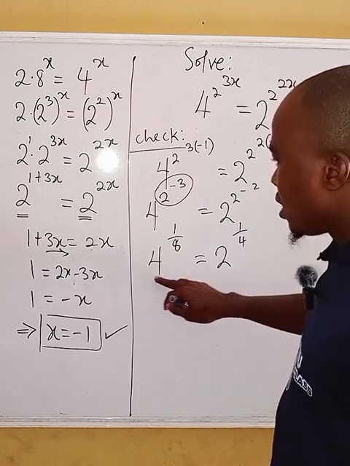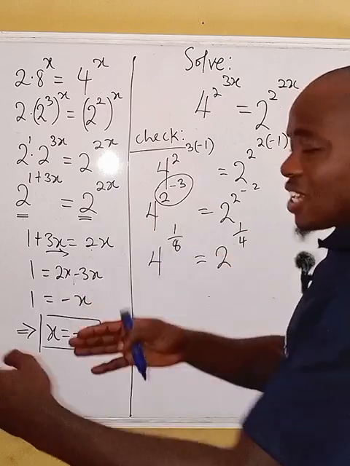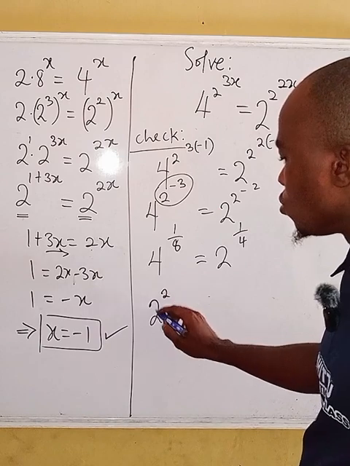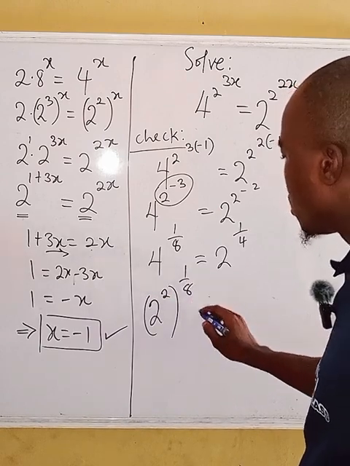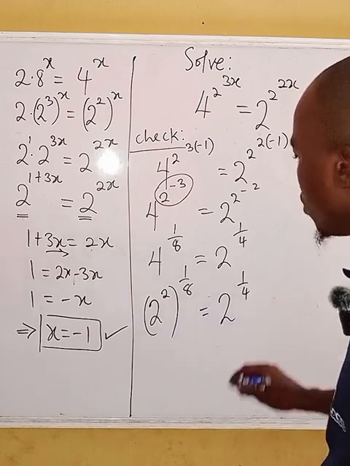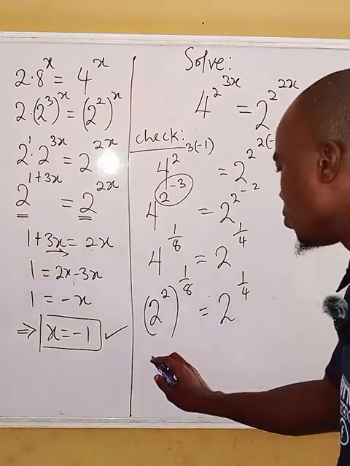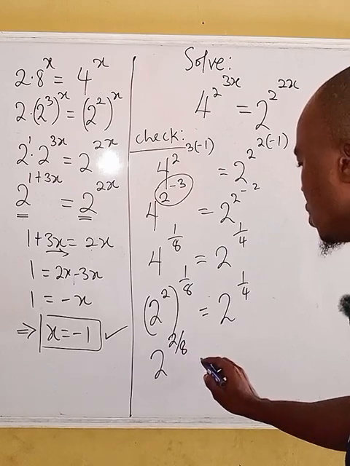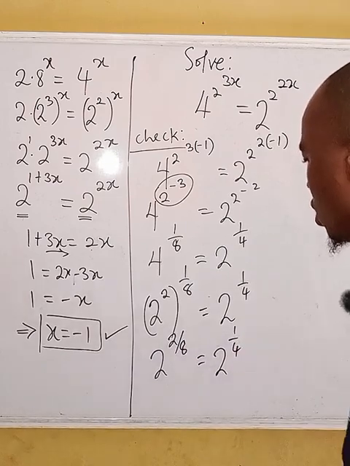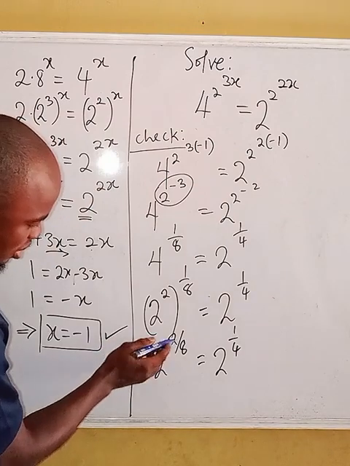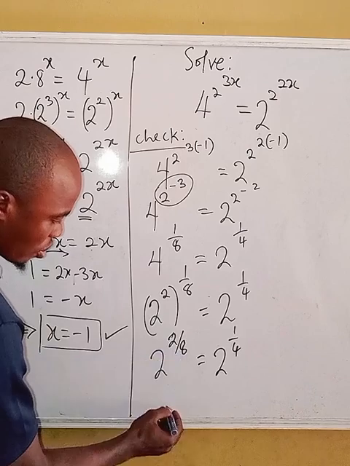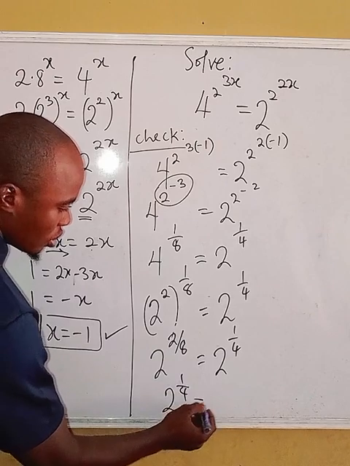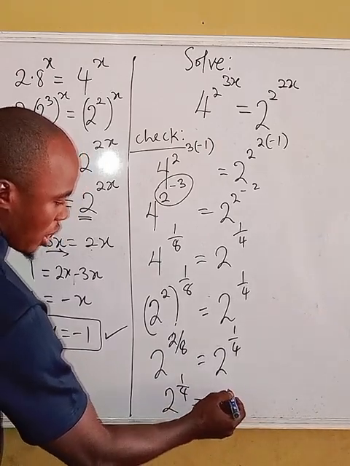So now from here, the idea is that we want the left hand side to be equal to the right hand side. Now here, this 4 can be written as 2 to the power of 2, raised to power 1 over 8, equals 2 to the power of 1 over 4. Now let me simplify this left hand side further. You can have 2 multiplying this, that is 2 all over 8 equals 2 to the power 1 over 4. You can see that we can reduce this 2 over 8 as 1 over 4, which equals 2 raised to power 1 over 4.